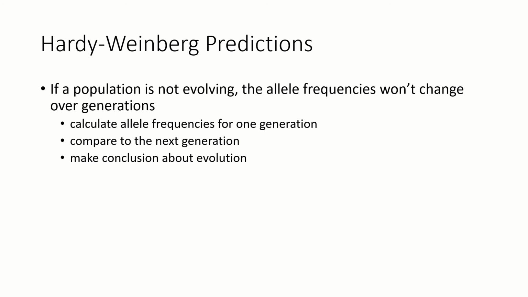Now we can also use this to figure out if a population is evolving, because if a population is not evolving, the allele frequencies won't change. So we look at a population in one generation, we look at it again in the next generation, calculate whether those allele frequencies changed, and if they did, we can say that population is evolving.